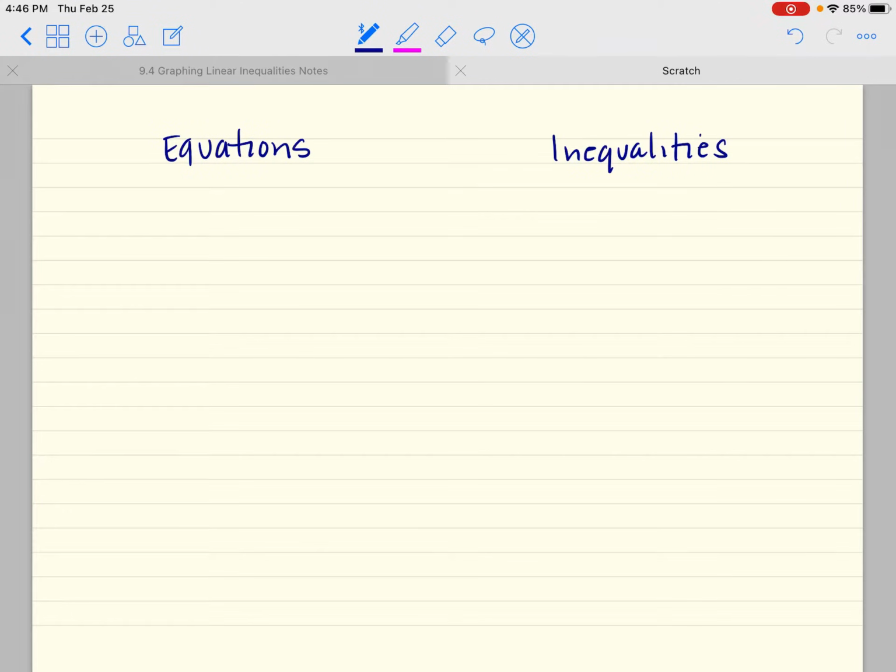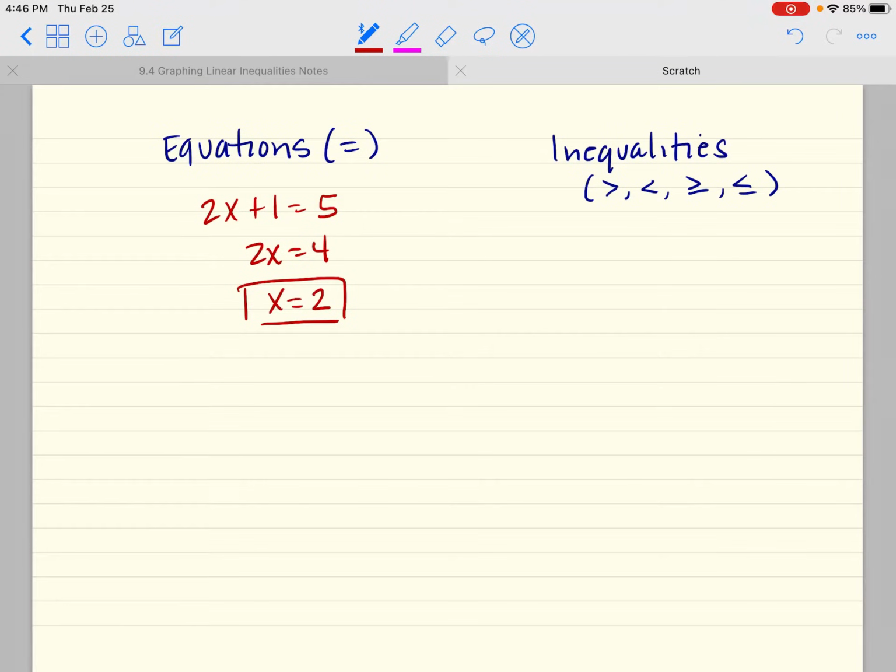Equations, we know, have equal signs in them. And inequalities, if we recall, will have a greater than, less than, greater than or equal to, or less than or equal to symbol. So when you solve a typical equation with one variable in it, let's say 2x plus 1 equals 5, we subtract the 1 to make 2x equal 4, we divide by 2 to make x equal 2, and we see the one distinct solution.